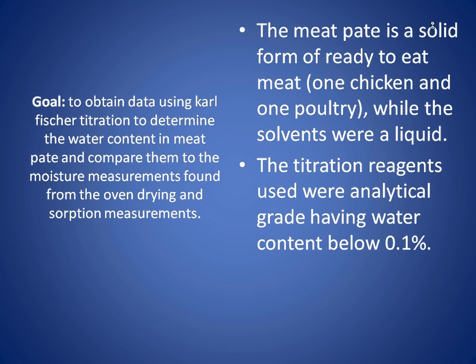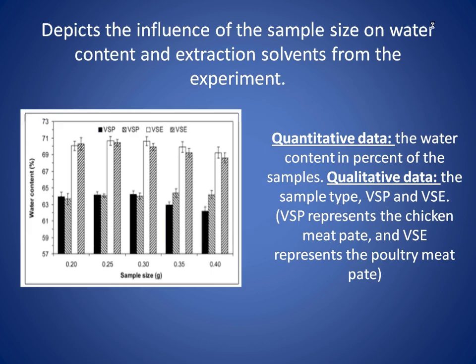The quantitative data is the water content in percent of the samples. The qualitative data would be the sample type VSP versus VSE. VSP represents the chicken meat pâté and VSE represents the poultry meat pâté.